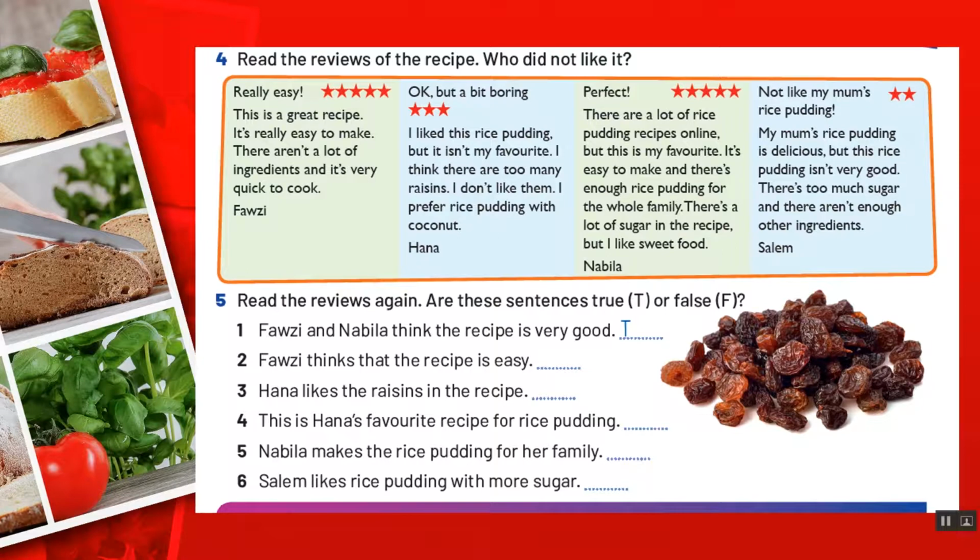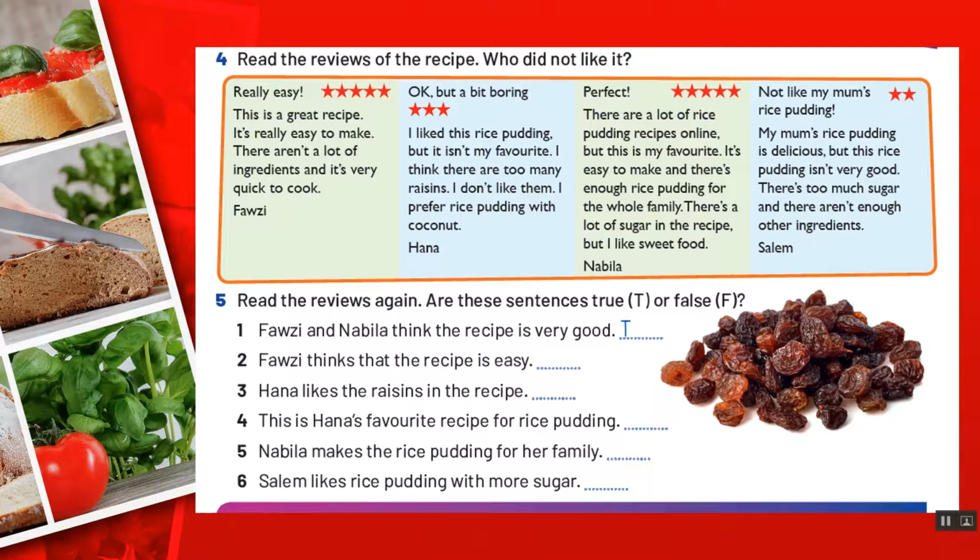Really easy. This is a great recipe. It's really easy to make. There aren't a lot of ingredients and it's very quick to cook. Fauzi. Okay, but a bit boring. I like this rice pudding, but it isn't my favorite. I think there are too many raisins. I don't like them. I prefer rice pudding with coconut. Hannah.